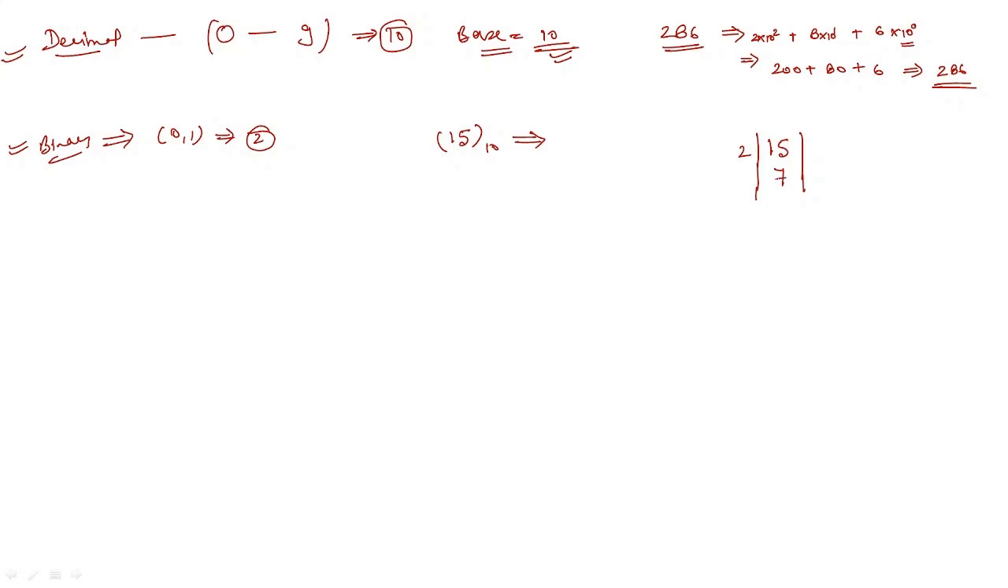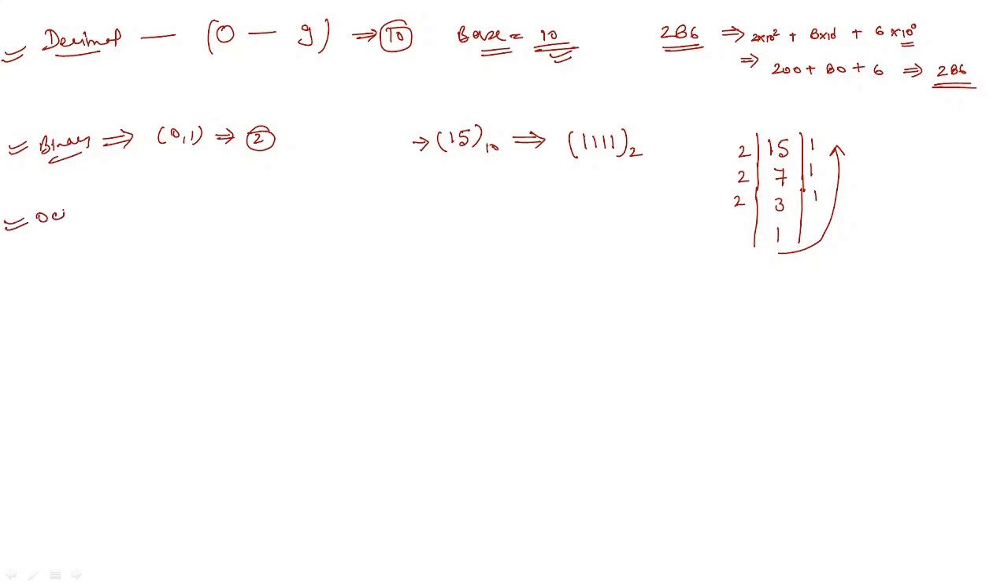So 2 7s are 14, remainder is 1, we will keep it here. 2 3s are 6, remainder is again 1. 2 1s are 2, remainder is again 1. And now because only one is left, the last digit is 1, so we will stop here and we will write from bottom to top in reverse order. Because all are 1, it will be the same from top to bottom or bottom to top, and this is the binary equivalent of decimal number 15, right? So this is how we calculate binary numbers.